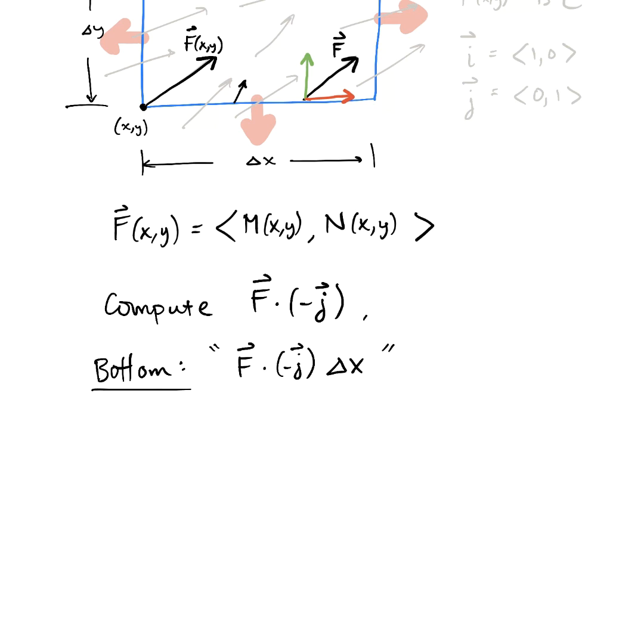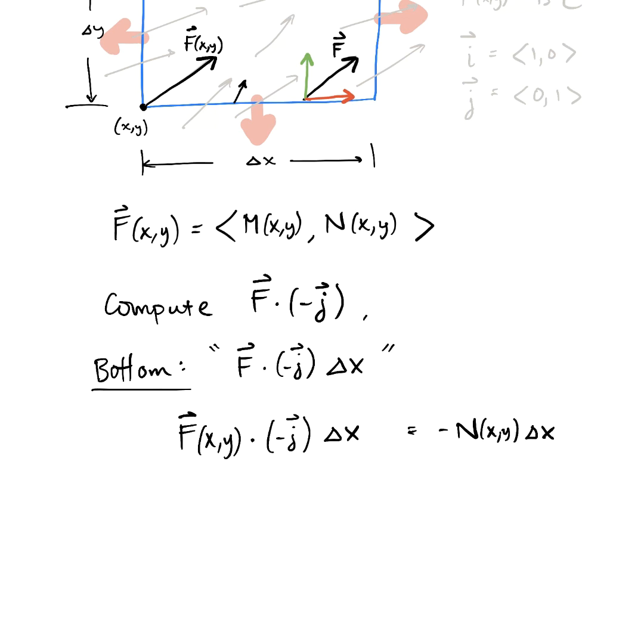So we elect to do F specifically at xy, dotted with negative j, and then multiplied all the way across that bottom edge. And what is that quantity? That's, let's see, remember what j is, so that's negative n at xy times delta x.